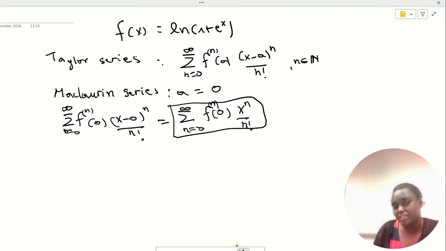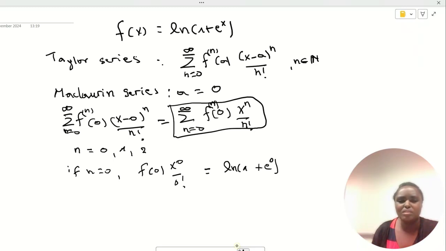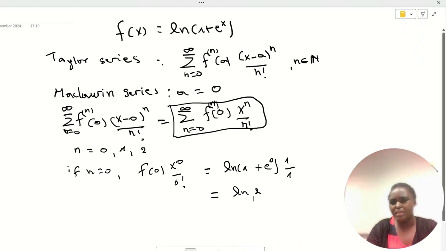So if they only need three terms, it means they need n equal to 0, n equal to 1 and n equal to 2. Only 3 terms. And if n is equal to 0, we will have f of 0, we are not differentiating, times x power 0 over 0 factorial. In our function, we will get f of 0, it will be ln of 1 plus e power 0, times x power 0 which is 1, over 0 factorial which is 1. Then this will be equal to ln of 1 plus 1, which is ln of 2, for n equal to 0.